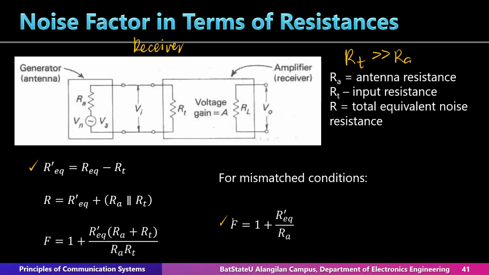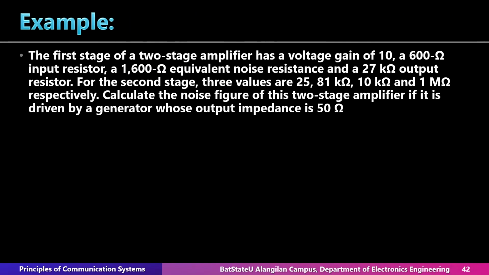Okay? So again, kapag ang condition ay mismatched, meaning mas malaki masyado ang value ng RT kumpara sa RA, ito na lang ang ating gagamiting formula. Pero kung matched yung condition, definitely, we have to use this one para ang ating sagot ay accurate. Okay? Sige. Parang ito yung problem kanina.